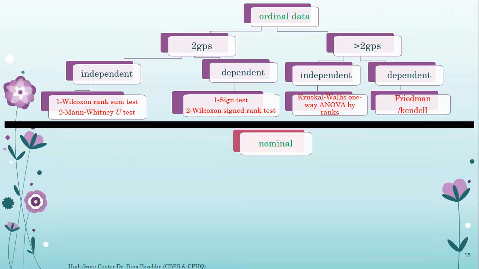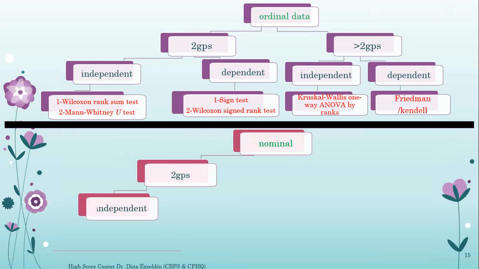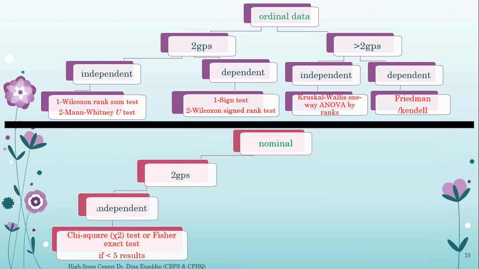If the data is nominal, two groups, independent: chi-square test or Fisher exact test. But Fisher exact test is used if the counts are less than 5, so only 5 persons in the trial, so it's very rare to use. The most common is the chi-square test.